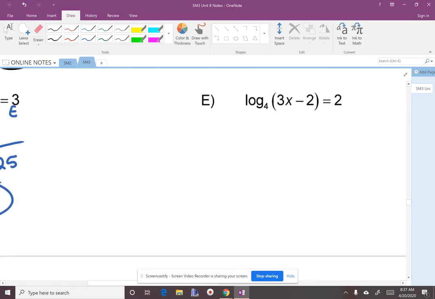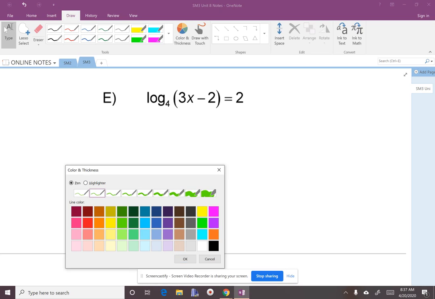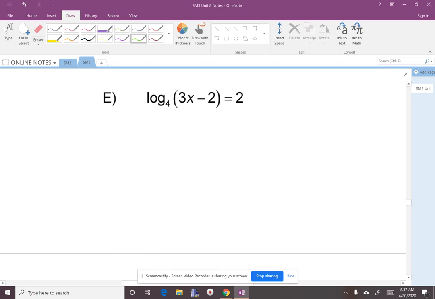Okay, and then the last one, we did it. I need to change colors because I'm getting bored of that. Everyone's going to panic and be like, what in the heck? This is crazy and long and scary. It's not. It's the same thing.